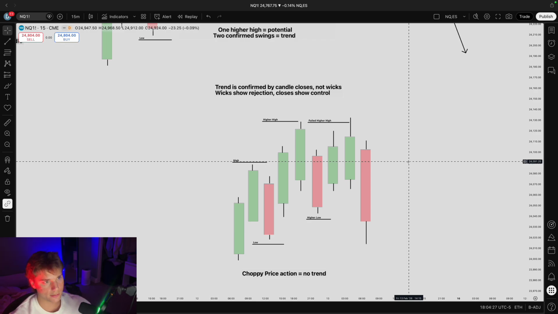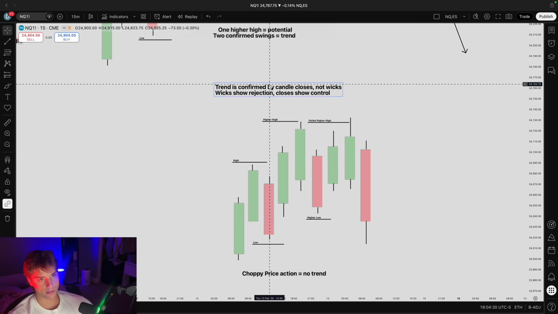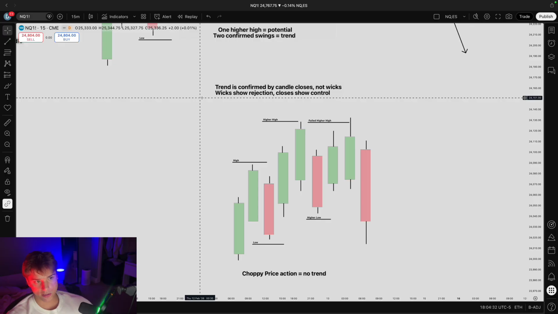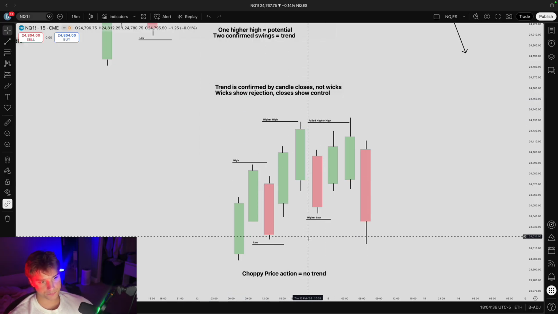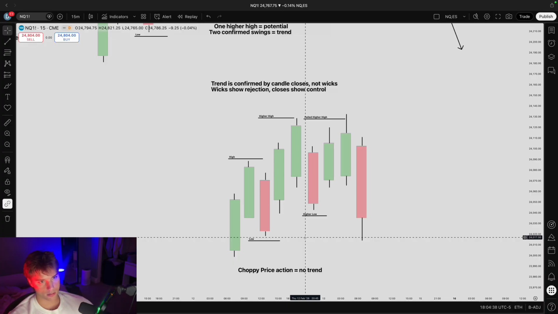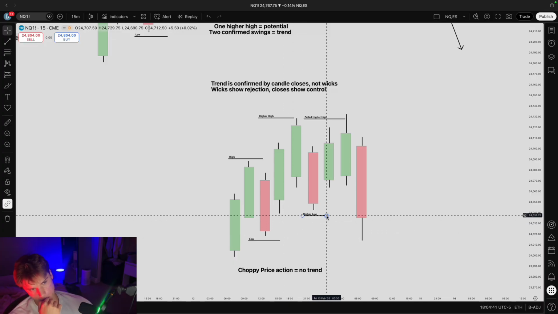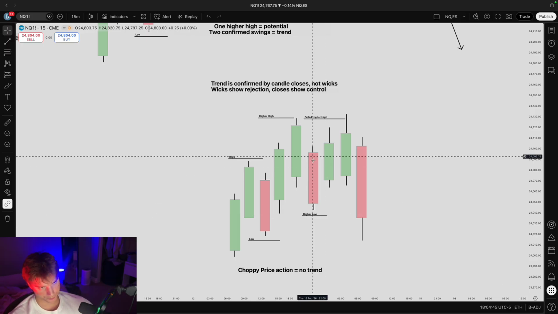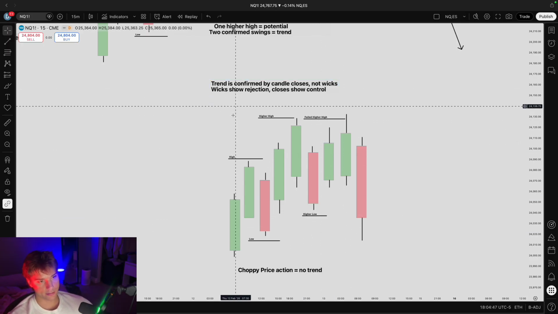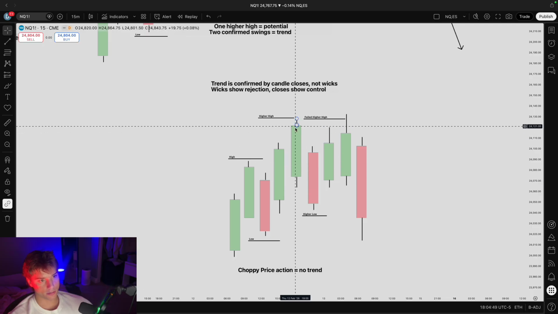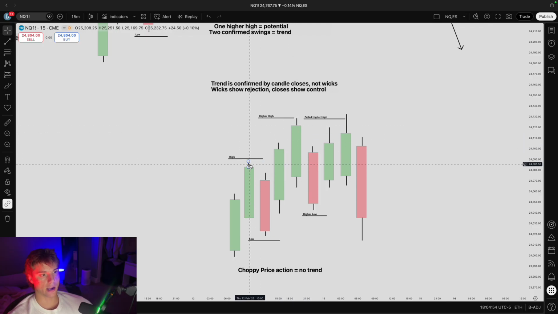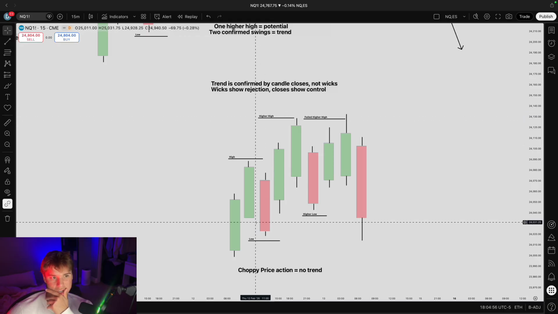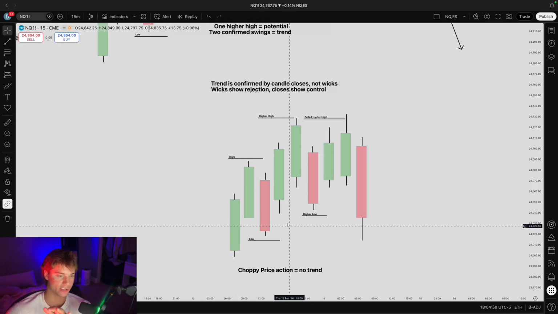So trends are confirmed by candle closes, not wicks. Wicks show rejection, closes show control. So if you remember back about what we were talking about, wicks and bodies on candles, what this means is we want to see the bodies close above the highs to create the higher high. And as you can see right here, this is how we are going to use it.